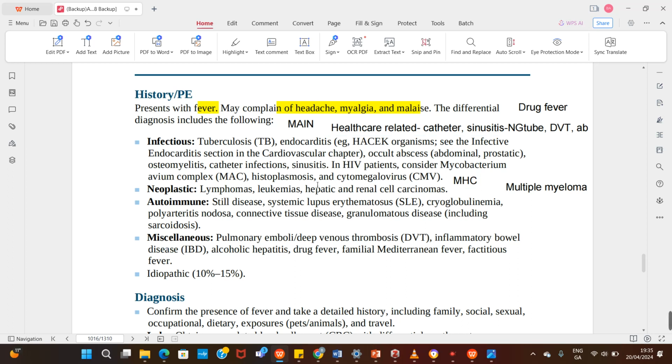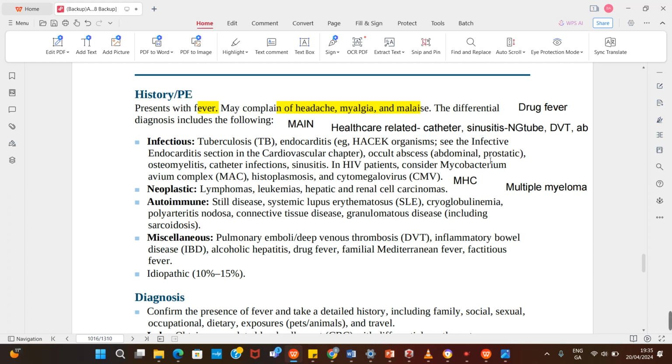Then drugs. People that are still under the healthcare related, because when they go to the hospital, they might be placed on certain medication and they can develop drug fever. That is also a cause of fever of unknown origin. And some people can also develop abscess in the healthcare setting. So abscess collection within the abdomen or the prostate, fever of unknown origin.